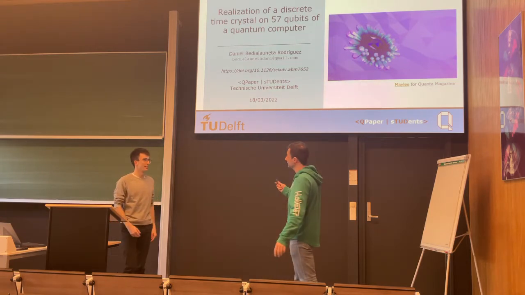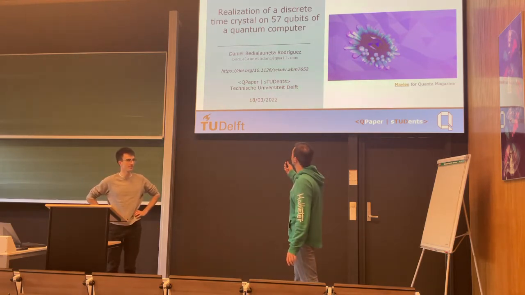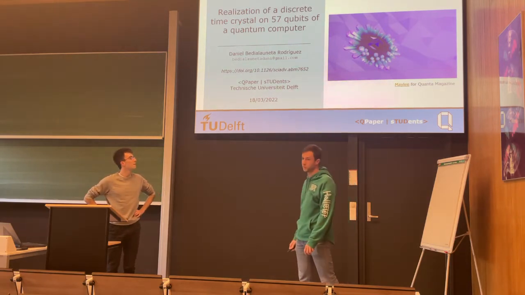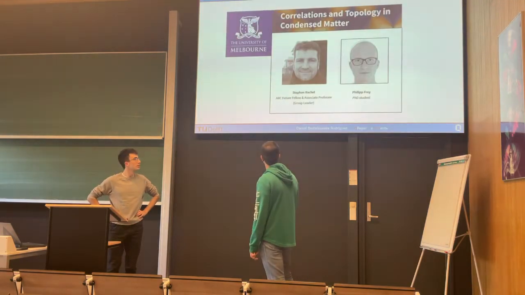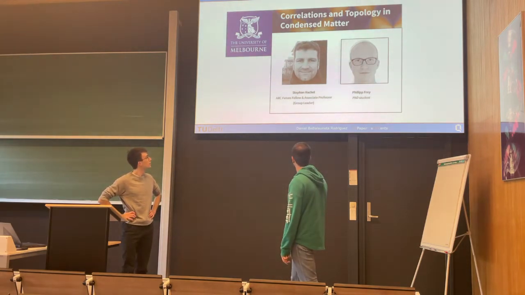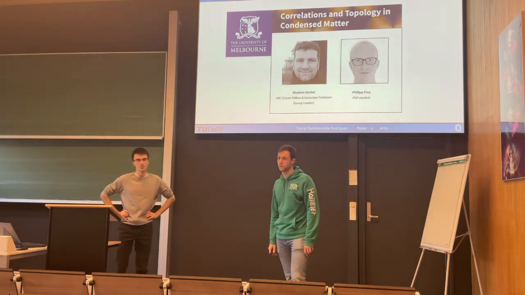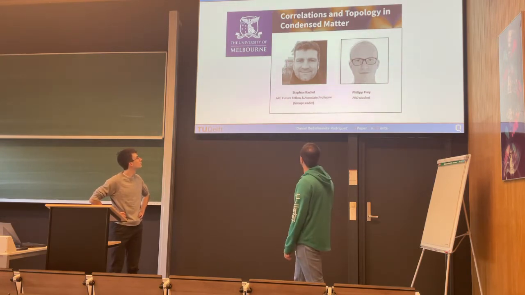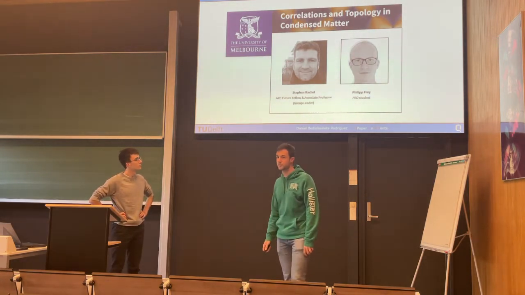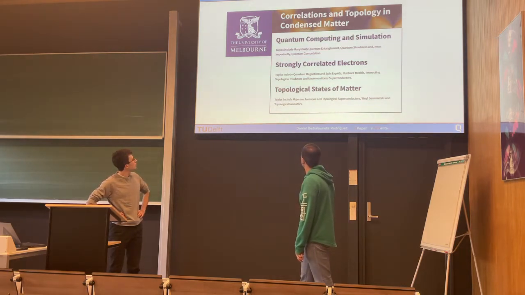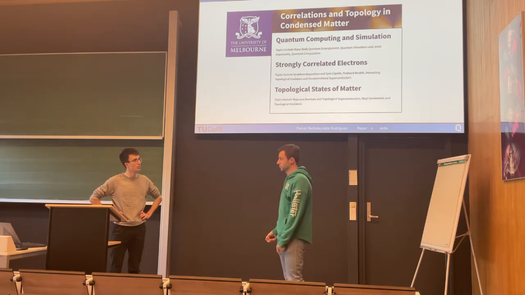Today, Bedialauneta is going to be presenting on the realization of a discrete time crystal on 57 qubits on a quantum computer. Let's take a quick look at the authors of this paper, who are Stephen, Rachel, and Philip Frey, and they work at the University of Melbourne in Australia, in a research group called Correlations and Topology in Condensed Matter. They basically do research on three topics: quantum computing, strongly correlated electrons, and topological states of matter. So it has a lot to do with the paper that is going to be presented today.